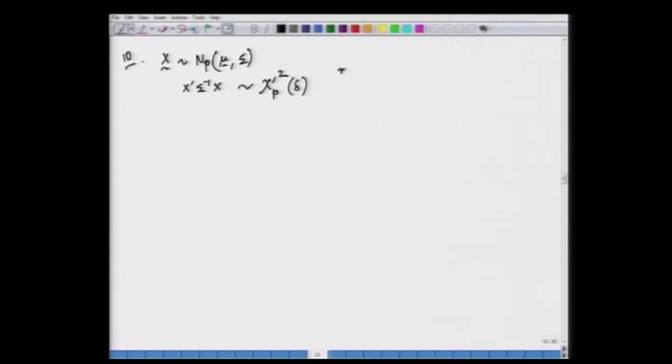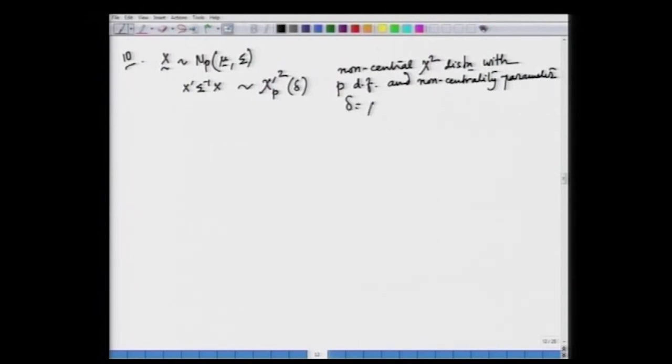So, this is a non-central chi square distribution with p degrees of freedom and non-centrality parameter delta, this is equal to mu transpose sigma inverse mu.